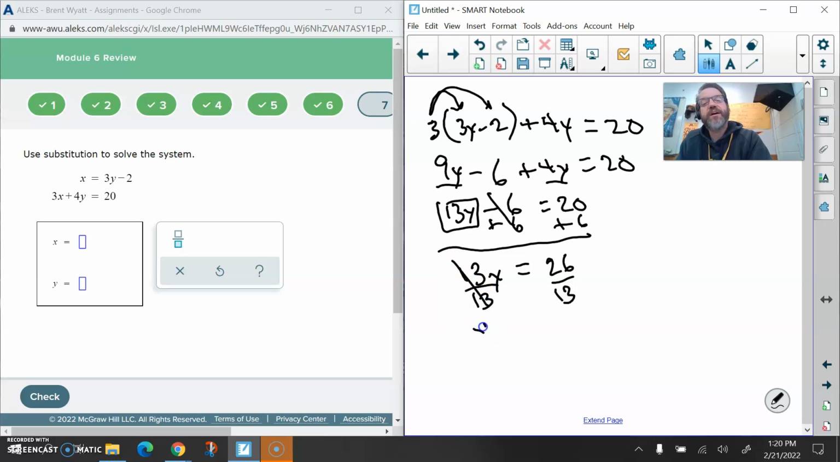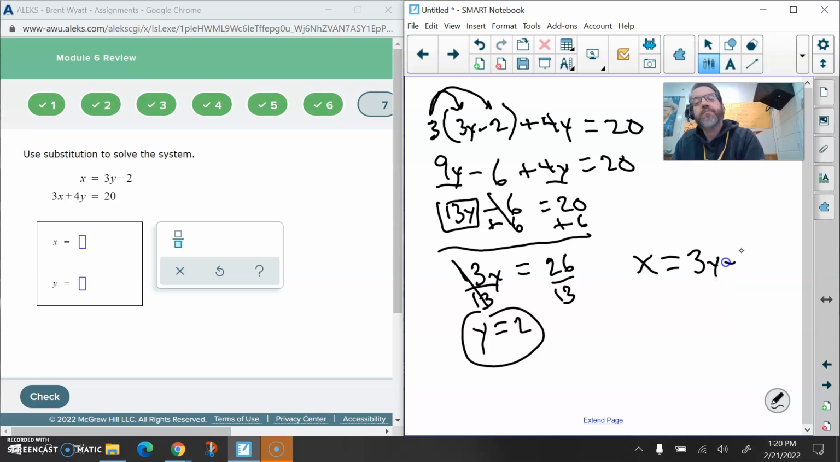Each side gets divided by 13. y is equal to 2. If I ever get going too quickly for you to keep up, just pause the video. You can always rewind and go back and see how I did that last step. All right, so now the top line, x equals 3y minus 2. Now I know what y is. I just found it's 2. So x equals 3 times 2 minus 2. So x has to equal 6 minus 2, which is 4.